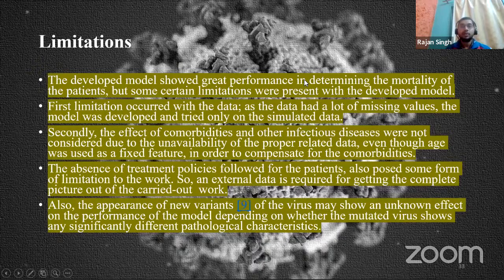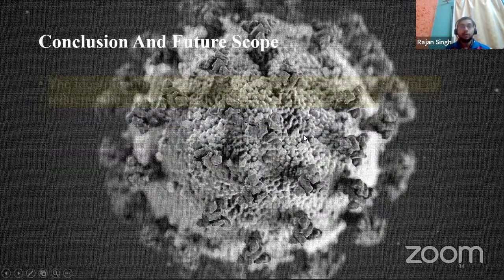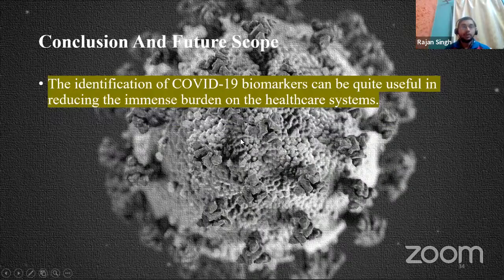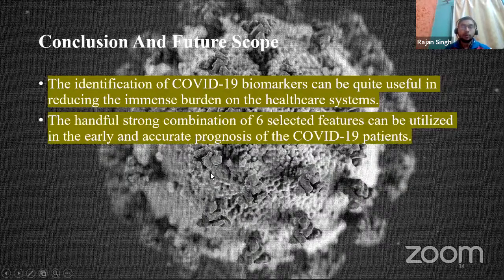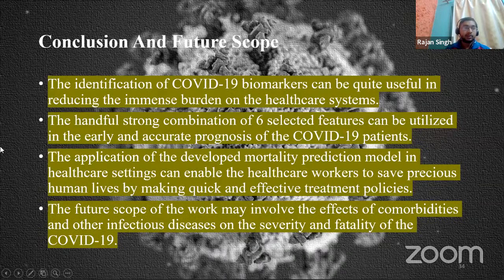So the identification of COVID-19 biomarkers can be useful in reducing the immense pressure on healthcare systems. The handful combination of 6 features, as we know, can be used in early and accurate prognosis of COVID-19 patients, and it will be helpful in making quick and effective treatment policies. The future scope of the work may include the effect of comorbidities and other infectious diseases on the severity and fatality of COVID-19. These are some of the references that I've mentioned in the slide. And thank you.